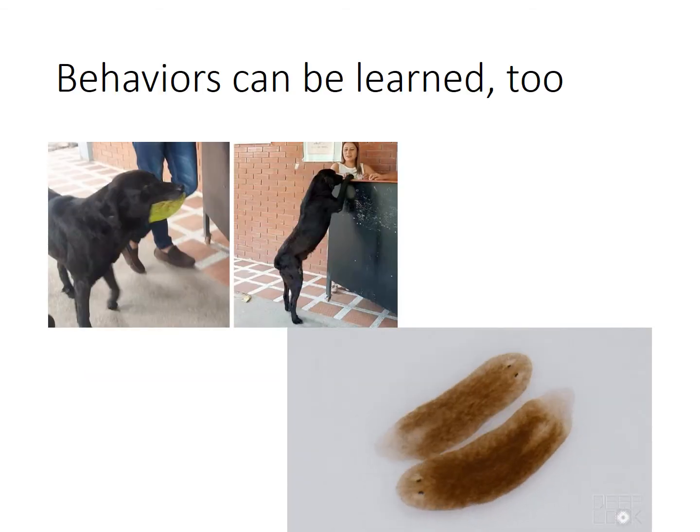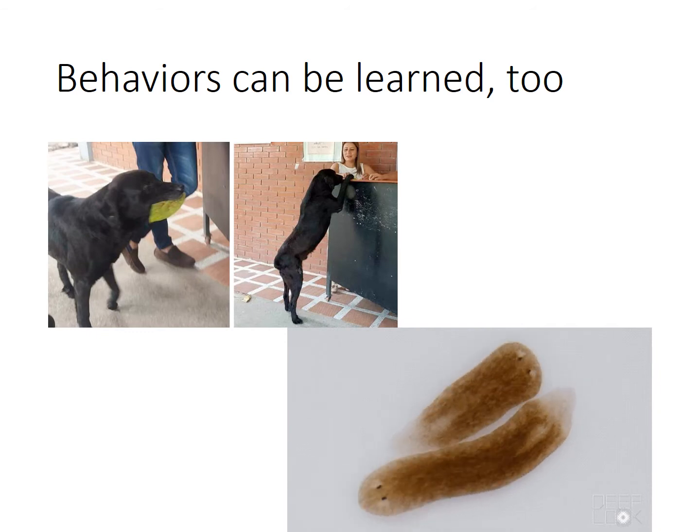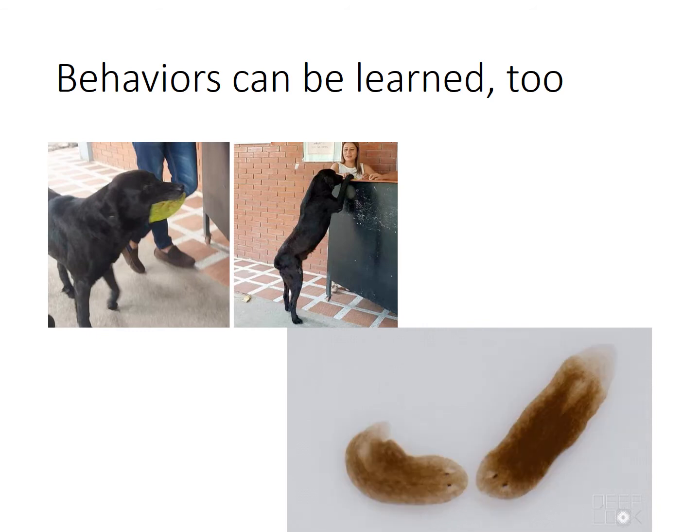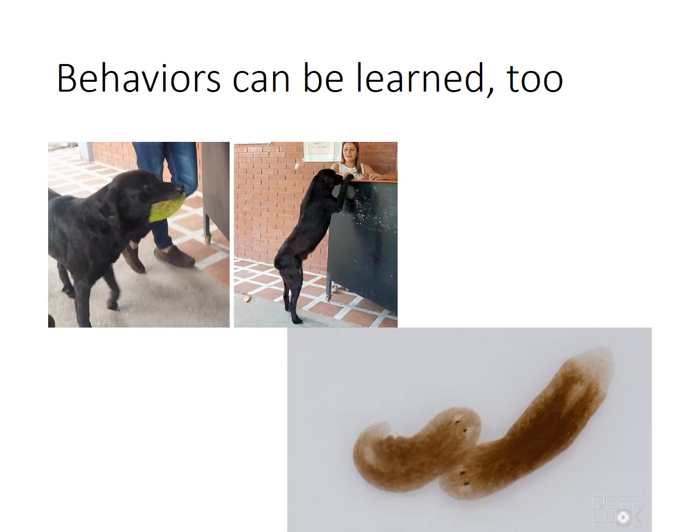Now, on the other side of that spectrum, we've got behaviors that can be learned. So I think you guys are familiar with learning, but I want to show you a couple things. First, you can have really basic animals that still learn. These planarians, if you remember, their nervous system is basically just a nerve net. They don't really have much for ganglia or cephalization, a little bit maybe, but it's pretty diffuse, their nervous system. Yet they can still learn.